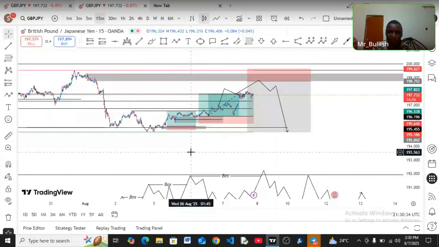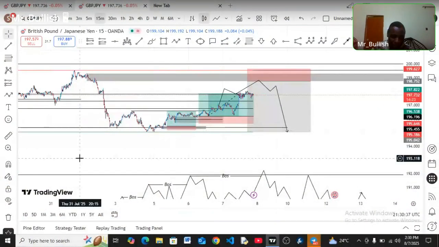We are going to be talking about the internal market structure. Now, let's say we have the weekly market structure. Let's go to the weekly market structure.